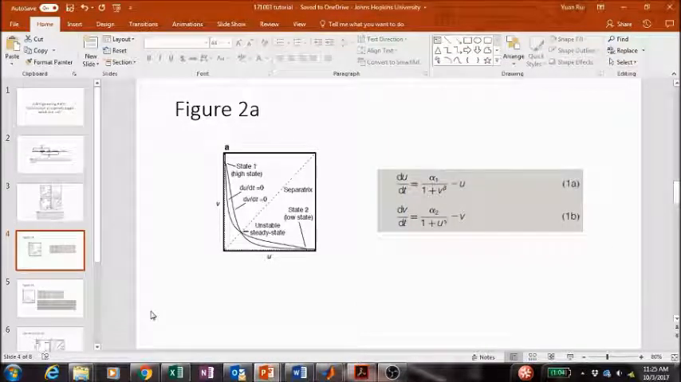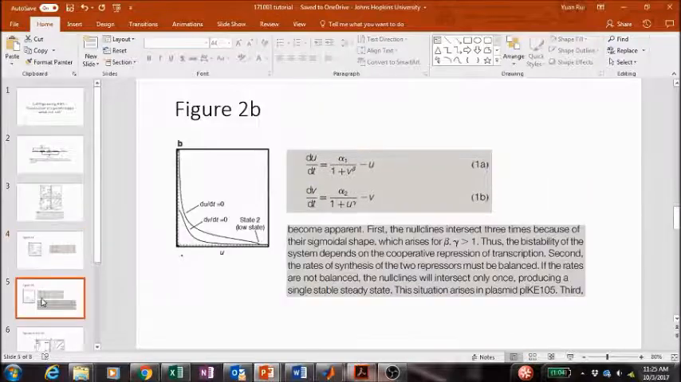What you're being asked to do is actually to create figure 2b. So again, figure 2b uses the same set of equations, but you're going to be changing the parameters slightly so that it becomes imbalanced and monostable. So how do we do that?